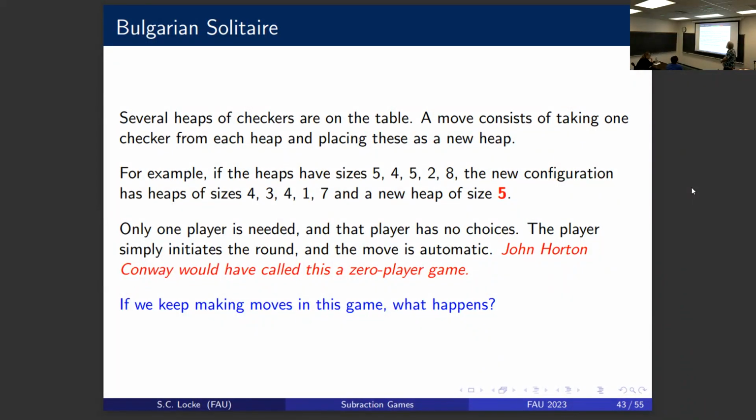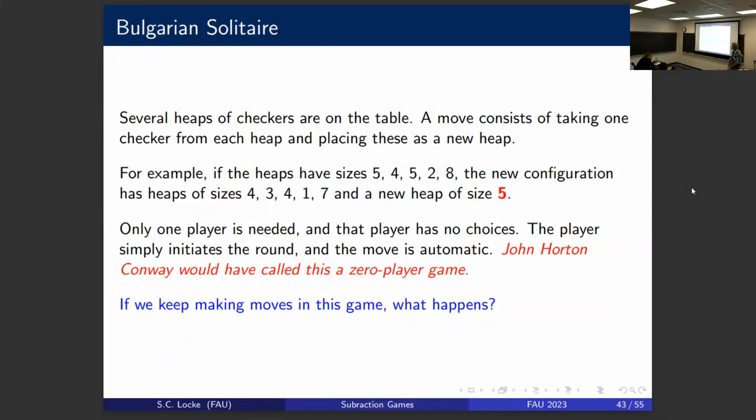Here's a game called Bulgarian Solitaire. Some of you may have seen this. Nobody's Bulgarian here, right? I don't know why they chose Bulgarian Solitaire. I don't think it's in honor of any Bulgarians. So you have several heaps of checkers on the table, and a move consists of taking 1 checker from each heap and making a new heap with those checkers. Some of our professors, when they're teaching the mathematical computation course at the 2000 level, like to give this as a programming assignment, just to run this and to see what happens.